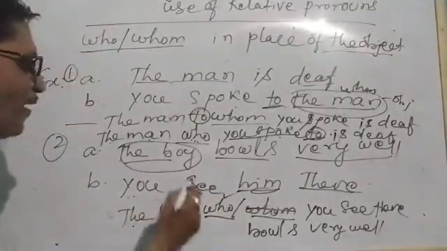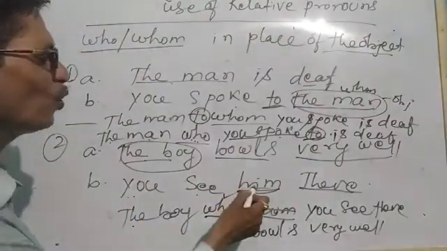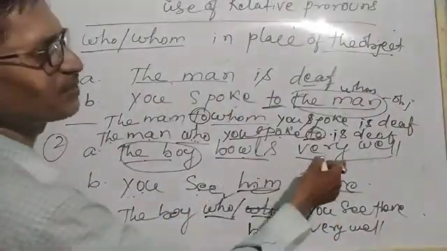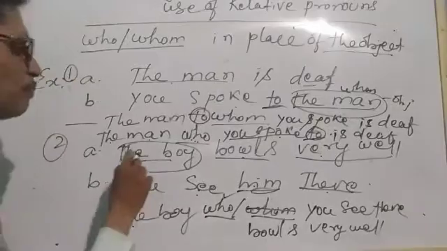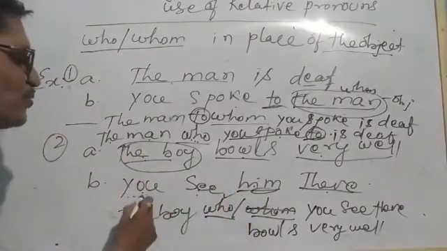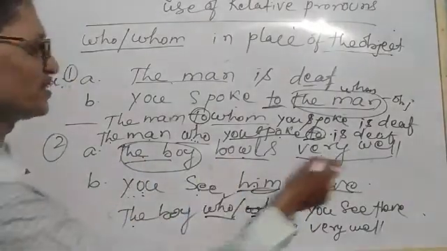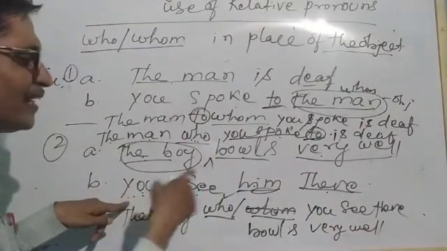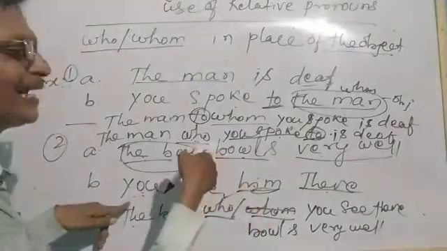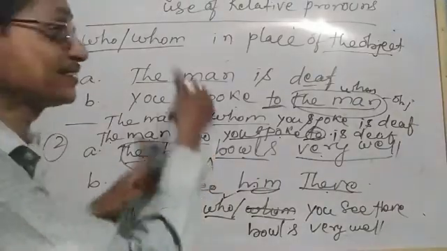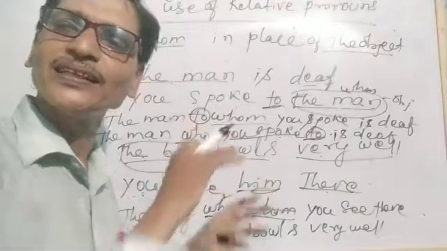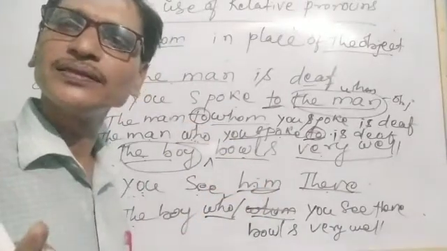So, the boy whom you see there bowls very well. That means we took the second sentence and used a relative pronoun to add it to the first sentence. The type 1 and 2 we understood previously. Now you got it? Okay?